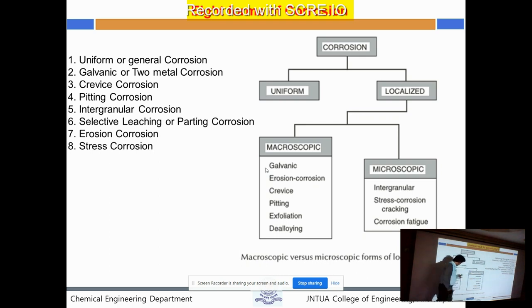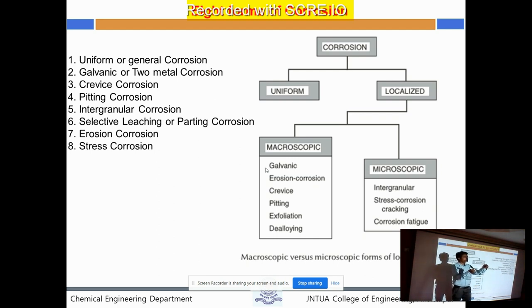Now, what is the classification again in the localized? Either macroscopic or microscopic. Now, what is macroscopic? What is microscopic? Macroscopic means at least we can visualize with our eye. Macro, bigger size. Micro, you cannot see with your naked eye. You need some electron microscopes or at least optical microscopes in order to visualize the corrosion sites. Fine. So what are macroscopic? That means you can visualize. Galvanic, you can see now.